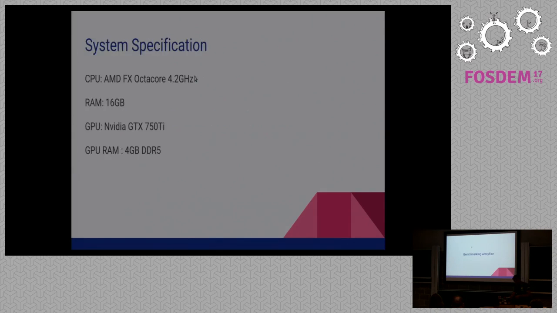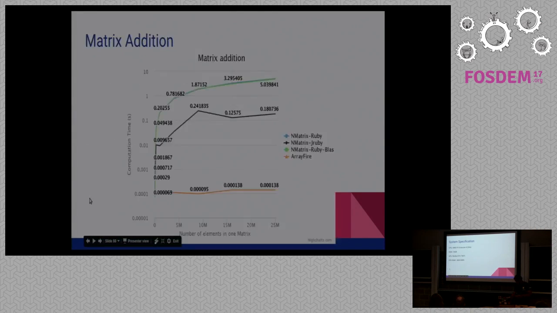Now we benchmark ArrayFire. The system specifications are as follows. We have the same octa-core processor with 16 GB of RAM, and the GPU was an NVIDIA GTX 750 Ti with 4 GB DDR5 RAM. Here you can see that this is around 10^5 times faster than NMatrix Ruby, and 10^4 times faster than NMatrix JRuby.